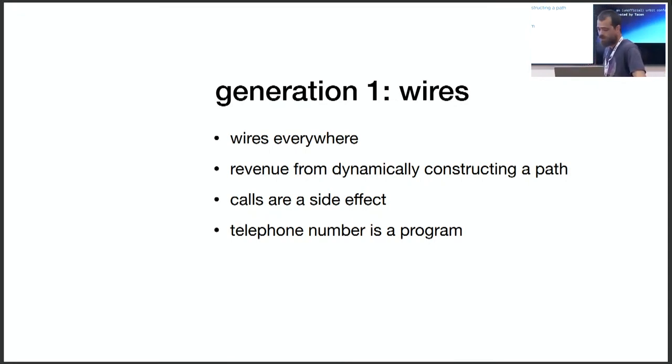And a telephone number, which looks, for all intents and purposes, like a name or an address, was actually a program. The original 4-digit numbers were two-dimensional coordinates on a 100 by 100 grid switchboard. And so you dial 1, 2, 3, 4, and you go to column 12 and row 34, and you hook up the wires. The telephone number is literally a program controlling the system that builds paths.